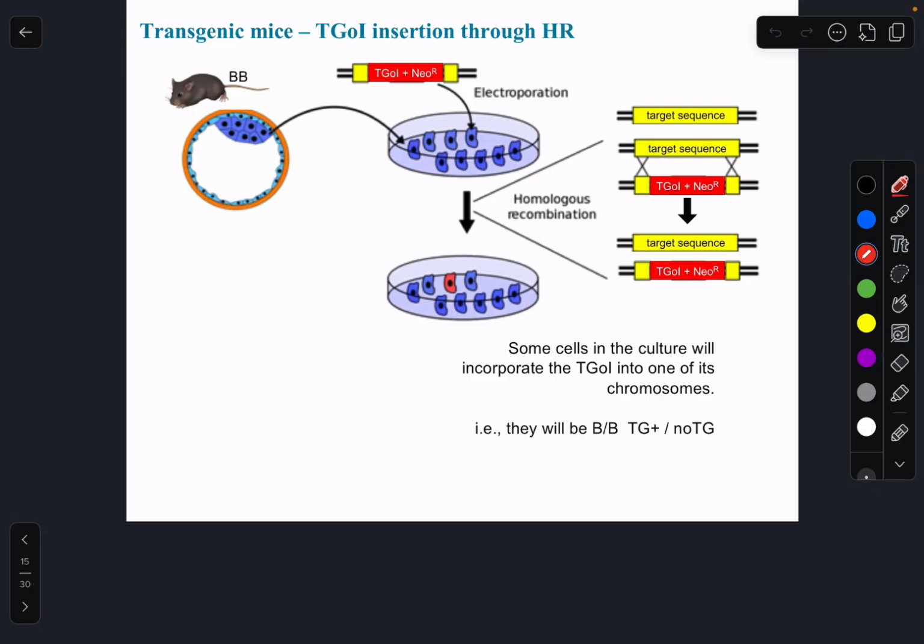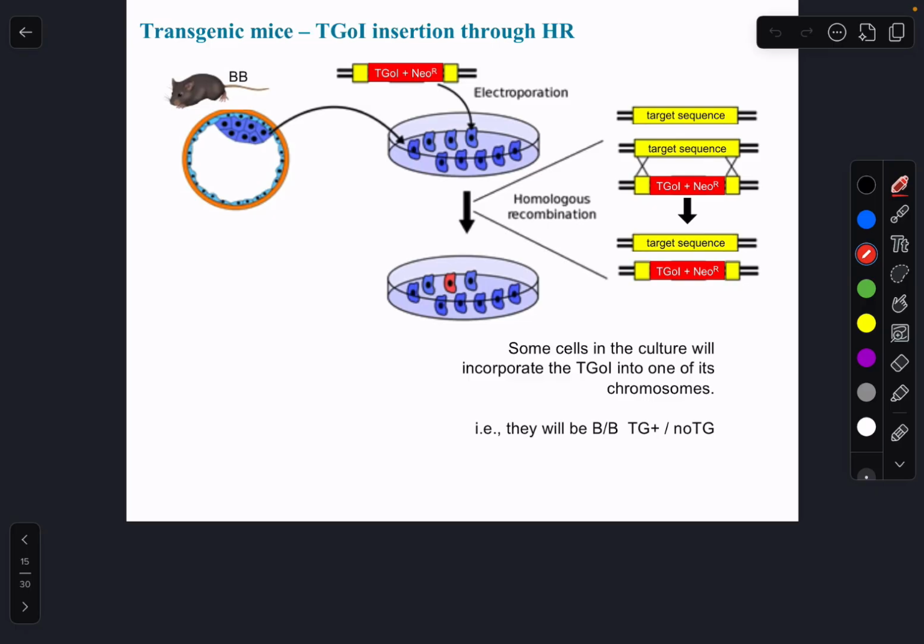So what happens is, again, it's a numbers game, but what you're hoping is that your vector, I'm not drawing it here on the slide, is a circular piece of DNA that the cell will recognize as, oh my God, a piece of our DNA broke off. Maybe we should put it back. And what you're hoping is that when the cell recognizes those regions flanking your transgene of interest as sequences that it has somewhere in its own genome, it will incorporate it where the target sequence is through homologous recombination. Okay? So some cells in the culture will incorporate the transgene of interest into one of its chromosomes.